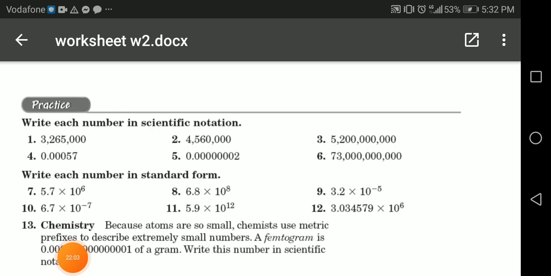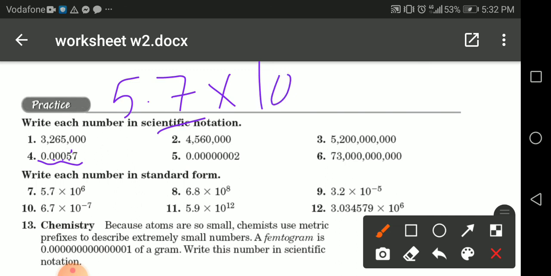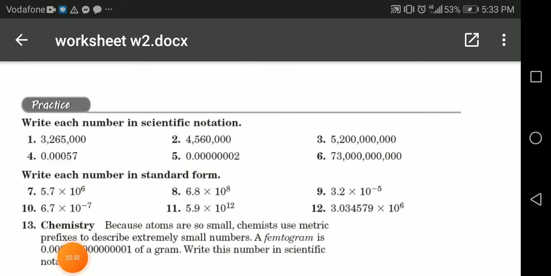Okay, now we have this one. 0.0057. I want to make it scientific notation. This time we have a decimal, so we are going to move from left to right. 1, 2, 3, 4, and put the decimal point here between 5 and 7. So 5.7 multiplied by 10 to the, let's count, 1, 2, 3, 4, to the negative 4 power.